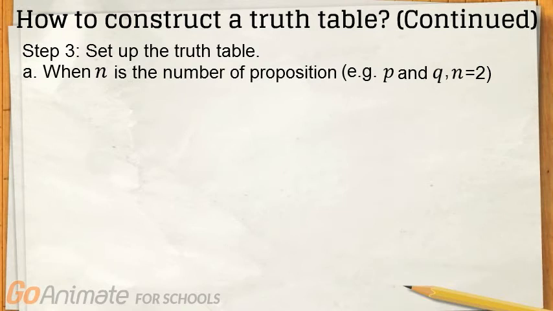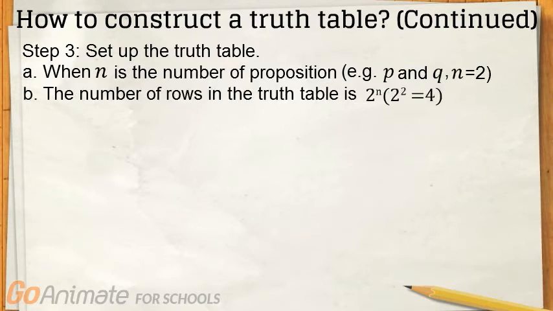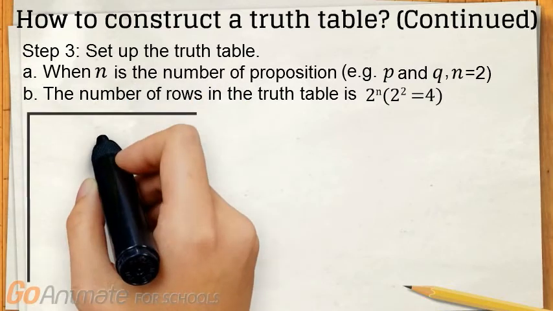When n is the number of propositions, for example P and Q as the variables, then n is 2. The number of rows in the truth table is given by the formula 2 to the power of n. In this case, n equals 2. So, the number of rows is 2 squared, which equals 4. Therefore, we will have 3 columns with 4 rows: 2 columns for the two variables P, Q, and the third column is for the conjunction P and Q.